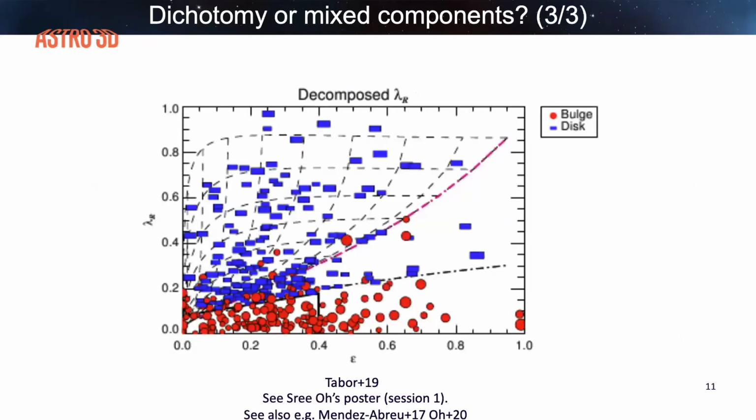However, I think we need to try and think about whether it is a dichotomy, or perhaps a mixture of components, and then depending on how the galaxies are mixed, you get a different lambda RE value, for example. So this is work by Tabor et al. in 2019, where they've used, again, kinematic bulge-disk decomposition to basically plot the bulges and disks separately in this space, and it really clearly shows that the bulges, even in galaxies that can have a disk as well, tend to really occupy the slow rotator part of this parameter space, whereas the disks are really where you'd expect the fast rotators to be.